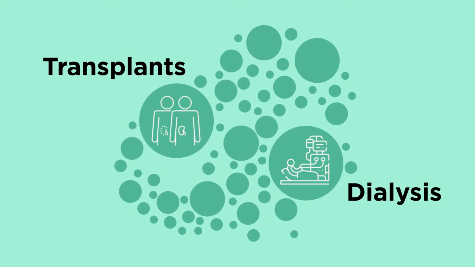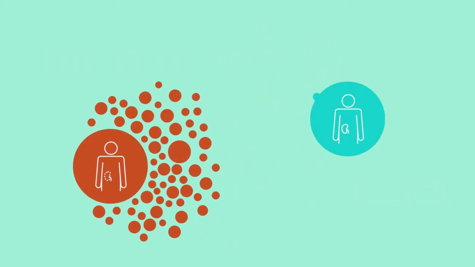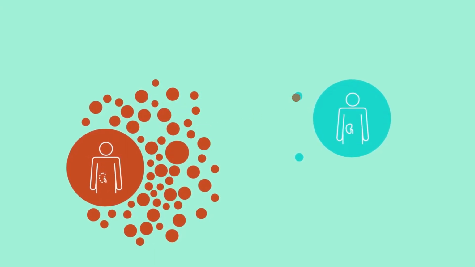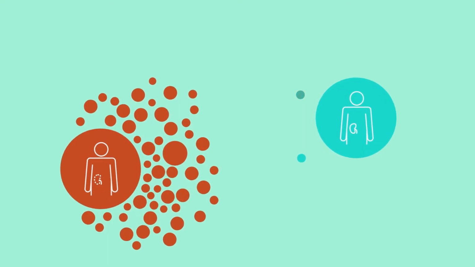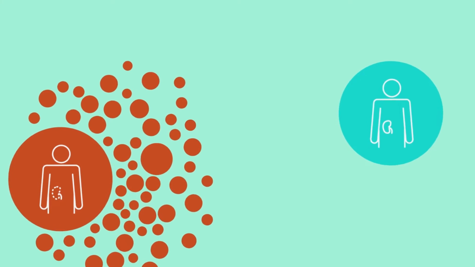Transplants and dialysis remain the default methods of treatment, but they raise many issues. A shortage of kidneys available for transplantation means that 13 people die each day while waiting for a transplant, and those who are eligible may require multiple transplants in their lifetime.